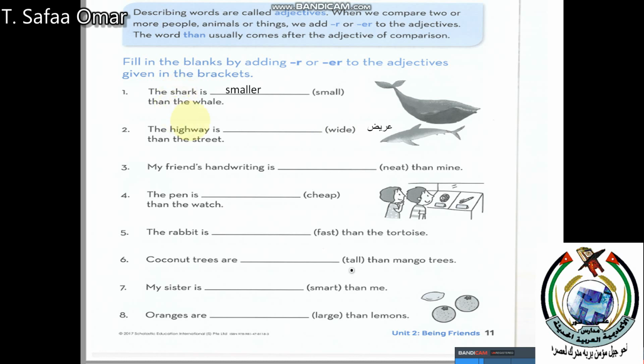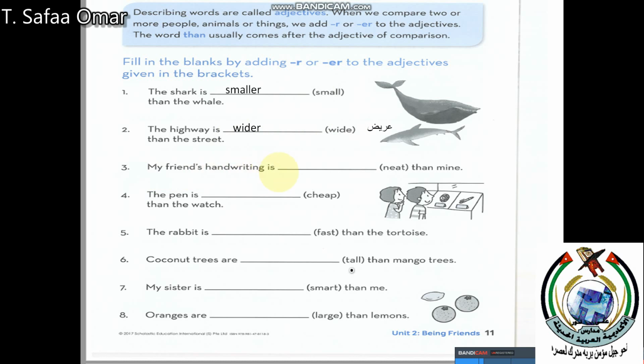So the highway is than the street. We have two things to compare between. So wide, we are going to use the adjective with ER. But we have the E here, الE موجودة. So we just add R. Wide, wider.